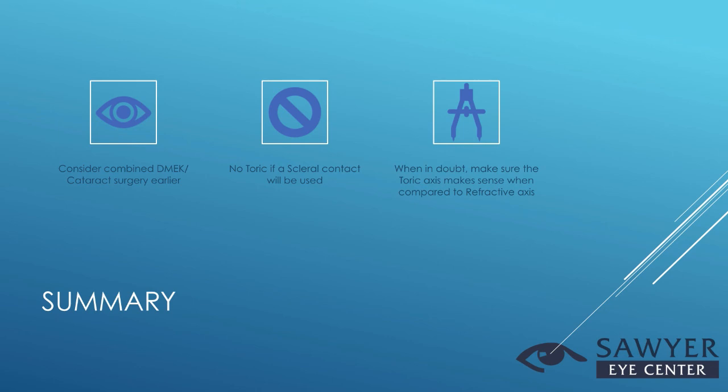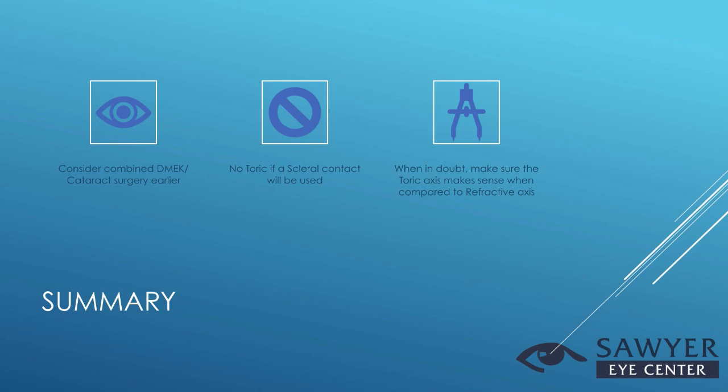The other thing too is it's nice to get cataracts out earlier in Fuchs patients because we have such good results now with partial transplants, and we don't have to think that we're going to push them into a penetrating keratoplasty.